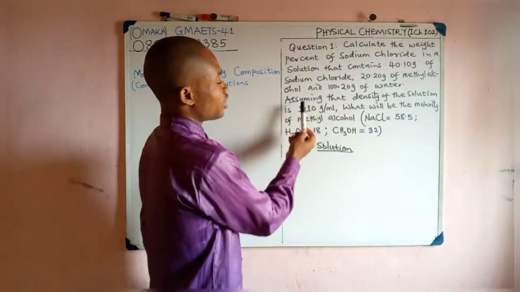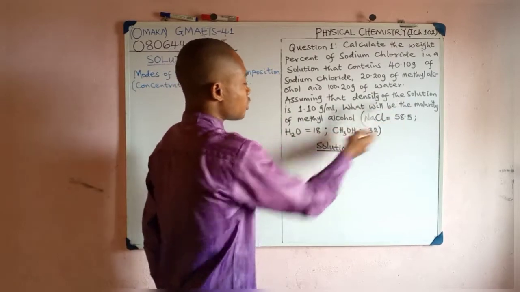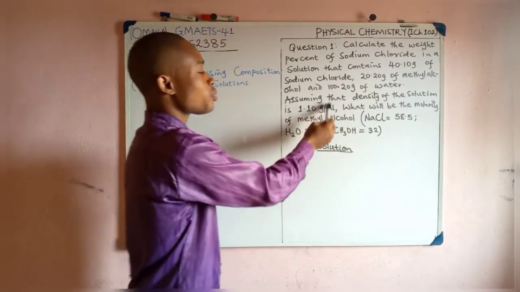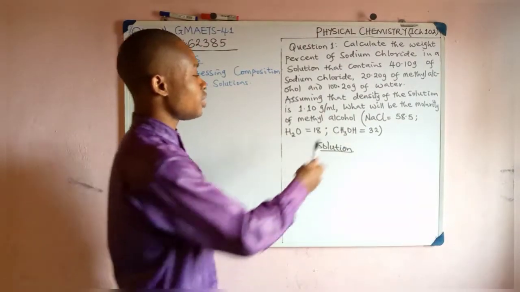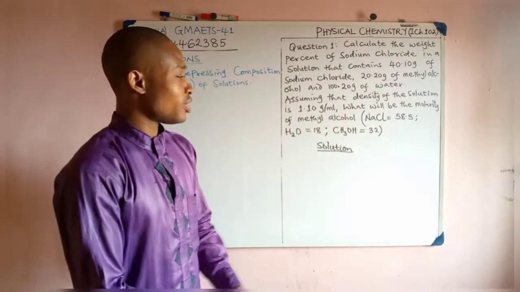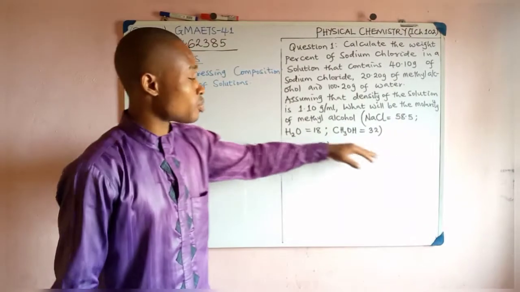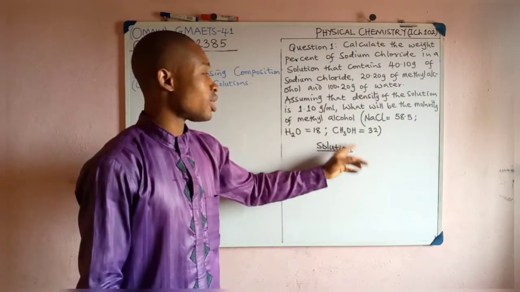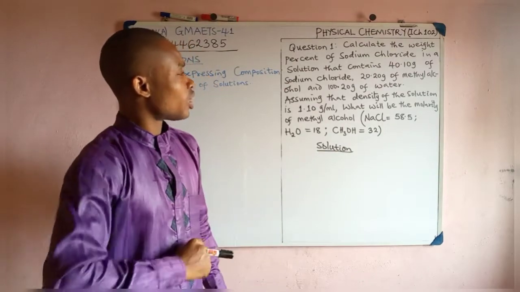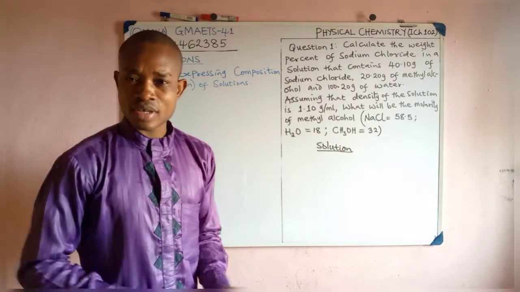Then the question proceeds, assuming that the density of the solution is 1.10 grams per mole. What will be the molarity of methyl alcohol? We're given the molecular weights, that's the molar mass of sodium chloride, water, and methyl alcohol. We are to calculate the weight percent of sodium chloride, is that not so?